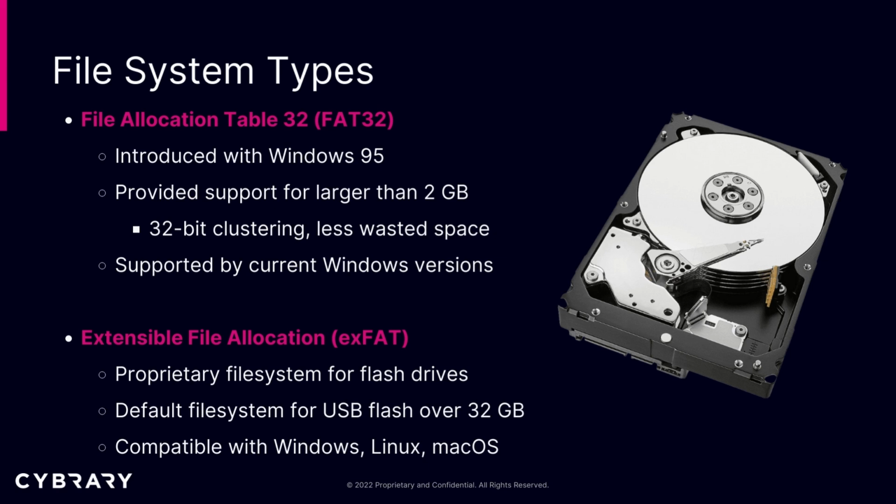Now, the file allocation table, or the FAT, and FAT32 was originally introduced with Windows 95, provided support for files larger than 2 GB. 32-bit clustering, less wasted space, and was supported by the current Windows versions. Extensible file allocation, or exFAT. Now, this is a proprietary file system for flash drives. The default file system for USB flash is over the 32 gigabyte limit, compatible with Windows, Linux, and Mac OS.